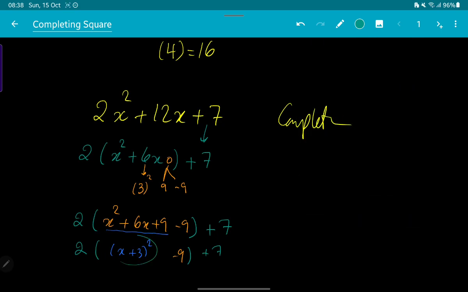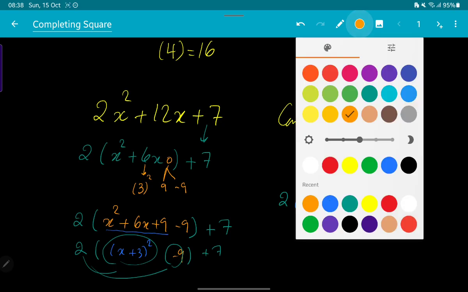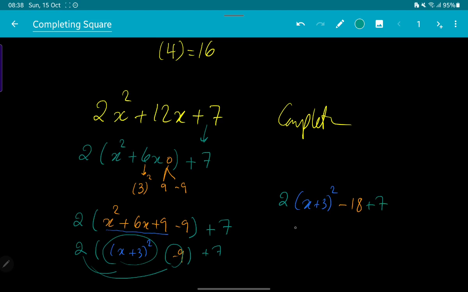We have 1 and 2 terms inside the bracket multiplied by the 2. So this will give you 2 x plus 3 squared minus 18 plus 7. This will give you 2 x plus 3 squared, and this is negative 11. So this is the vertex form. It's a times x minus h squared plus k.